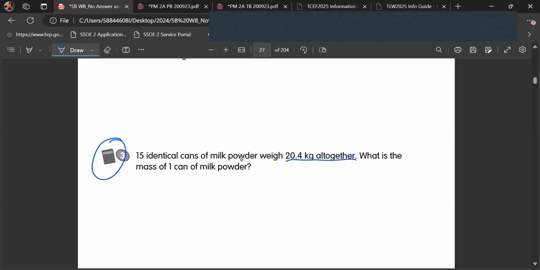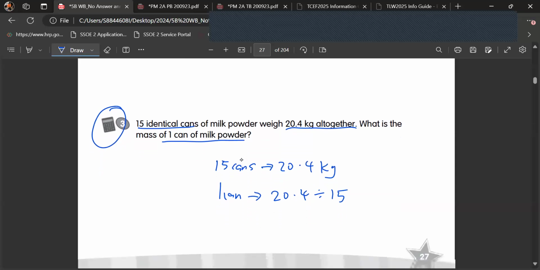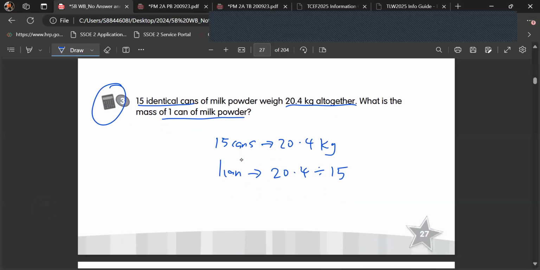Okay, so this is the question that I talked about just now. We know 15 cans is 20.4 kilogram, and to find 1 can, we just take 20.4 divided by 15. This is different from the question just now. And Christabel correctly identified why there is a calculator here: because we didn't learn this.